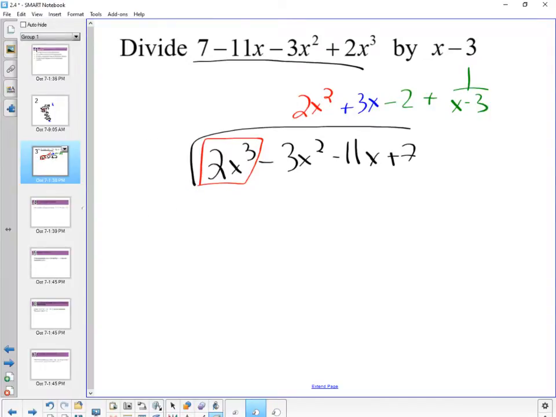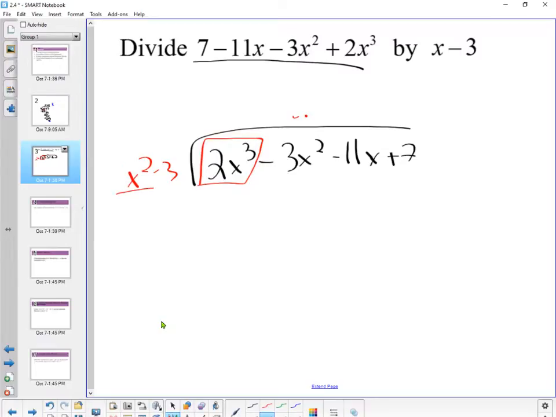And this is why we need this. So let's say this was x squared minus 3, right? So check it out. This is kind of cool. I'll do this one just because you asked for it. Okay? Can I divide 2x to the third by x squared? Yeah, I would get 2x. 2x goes here.